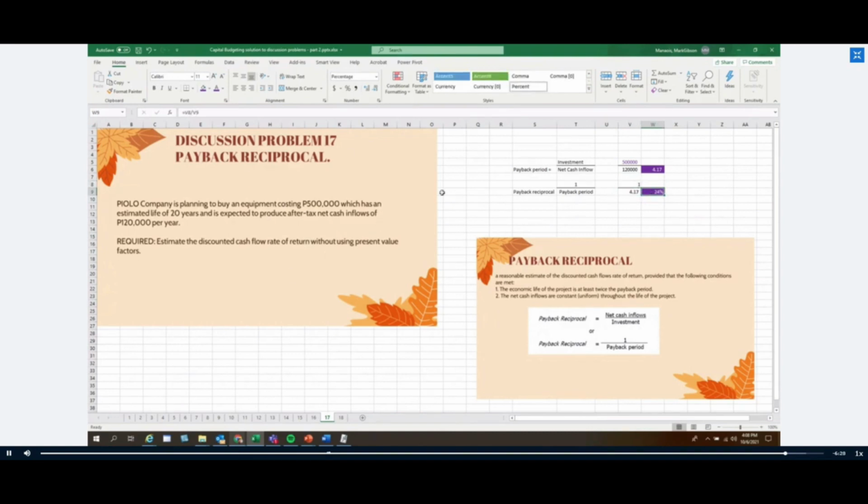So remember, class, the payback reciprocal can only be used when the two conditions are satisfied. We said the formula is basic. Yes, it's true, but you have to make sure that we meet these conditions prior to using it. Otherwise, it will give you an incorrect answer. So take note of that. So that's the payback reciprocal.